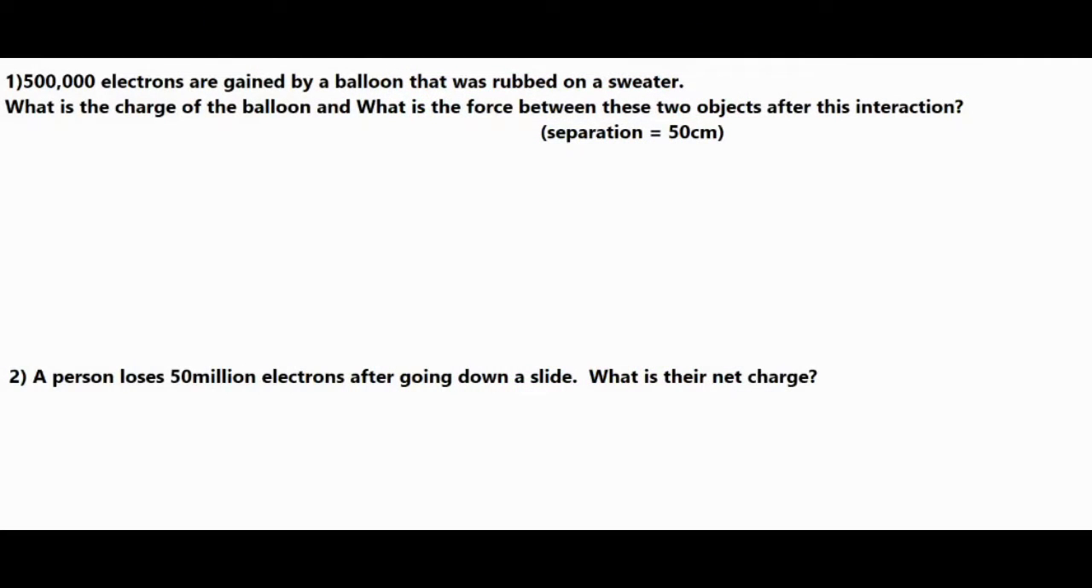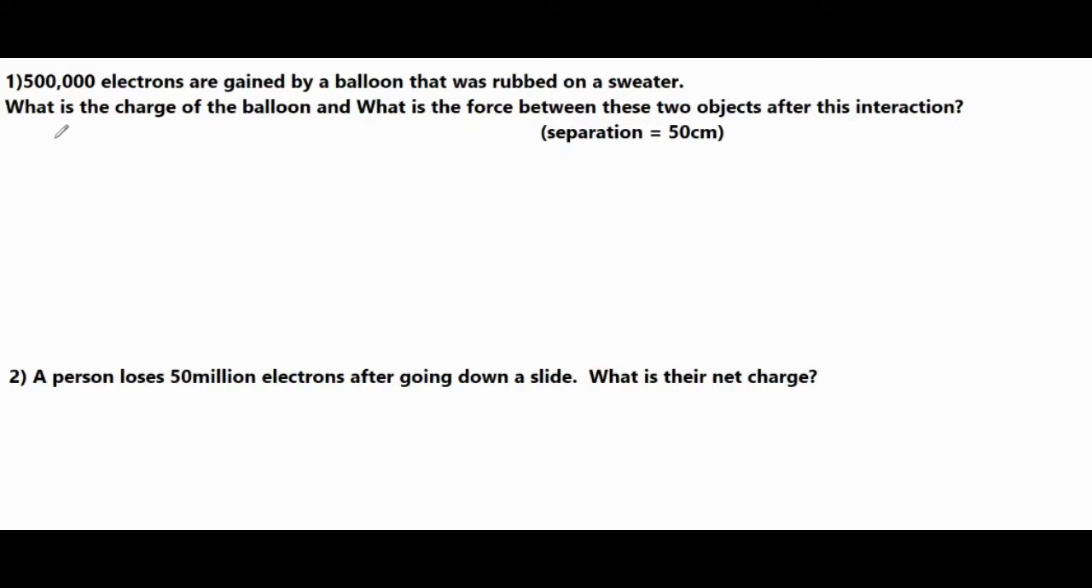In this video, we're going to be working out a couple static electricity problems that are focused on the conservation of charge and also using Coulomb's law. So we have the first scenario where 500,000 electrons are gained by a balloon that was rubbed on a sweater. We're looking for what is the charge of the balloon and what is the force between these objects after their interaction if their separation is 50 centimeters.